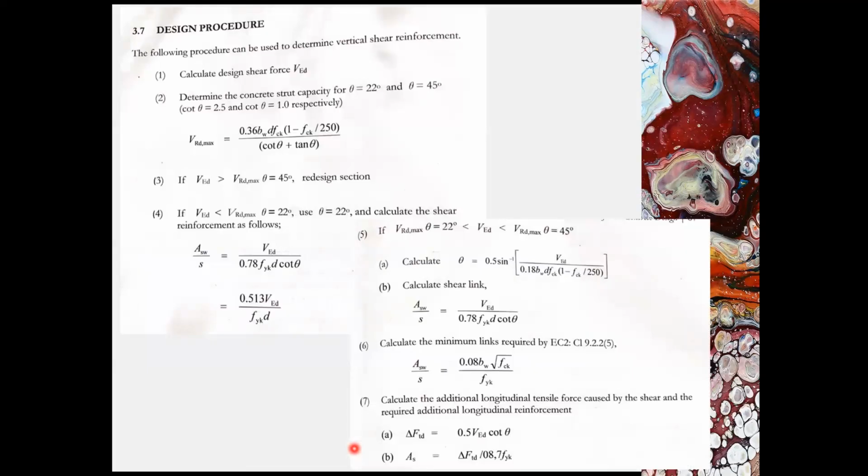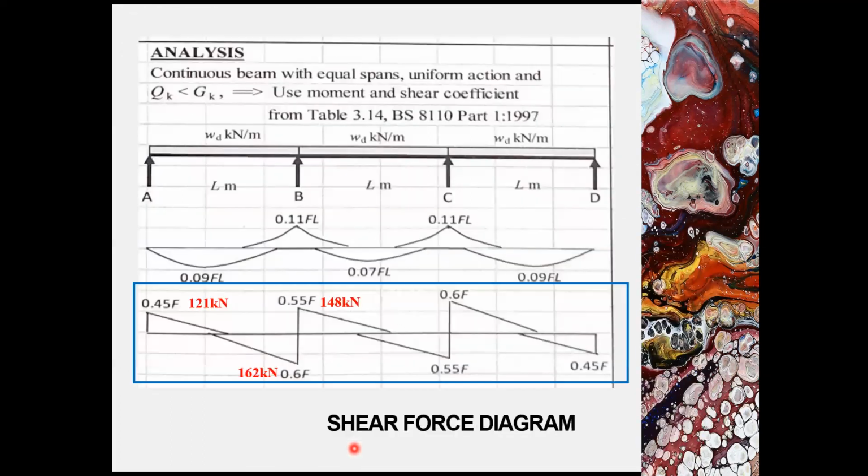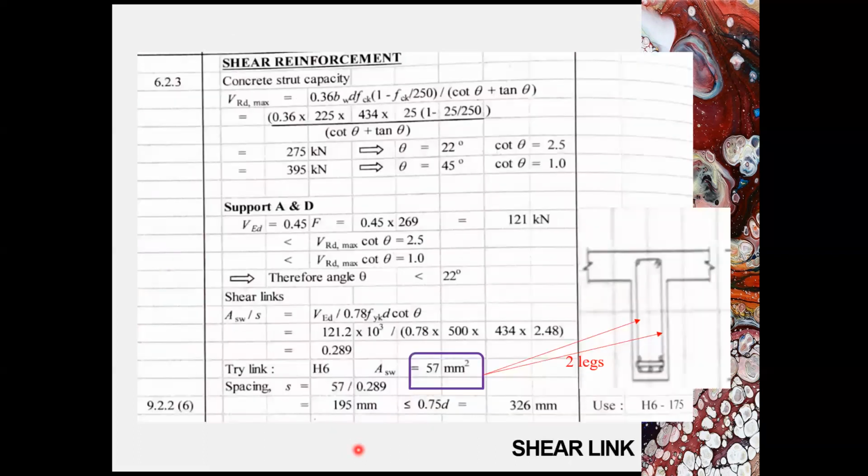This is the design procedure for the shear design. This is the shear force diagram for the problem. In this case, we need to provide shear design for support A and support B. Now we can start on the shear design. The shear design is in accordance to clause 6.2.3 or the design procedure of flow that was shown earlier.